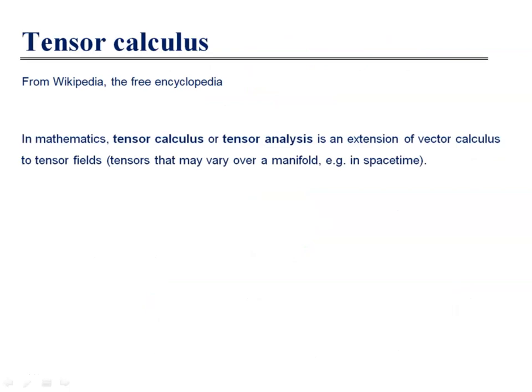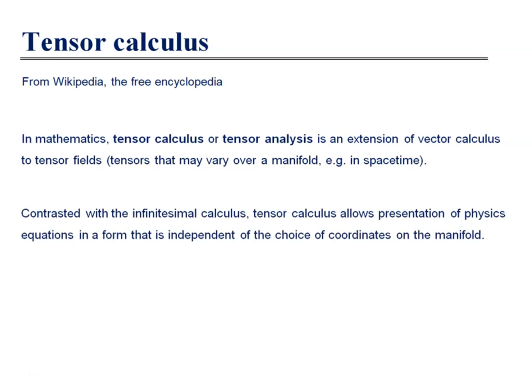In mathematics, tensor calculus or tensor analysis is an extension of vector calculus to tensor fields. Contrasted with infinitesimal calculus, tensor calculus allows presentation of physics equations in a form that is independent of the choice of coordinates on the manifold. This is a quite reasonable definition, but if you're new to tensor calculus, I'm not sure it helps much. After all, you probably see some terms that are new to you here, such as tensor, tensor field, and manifold.